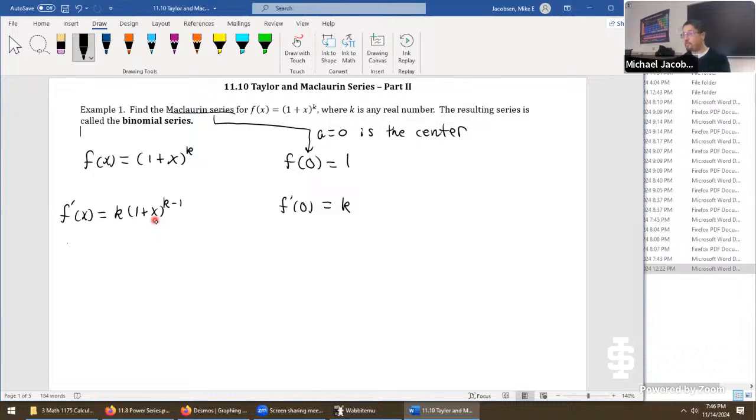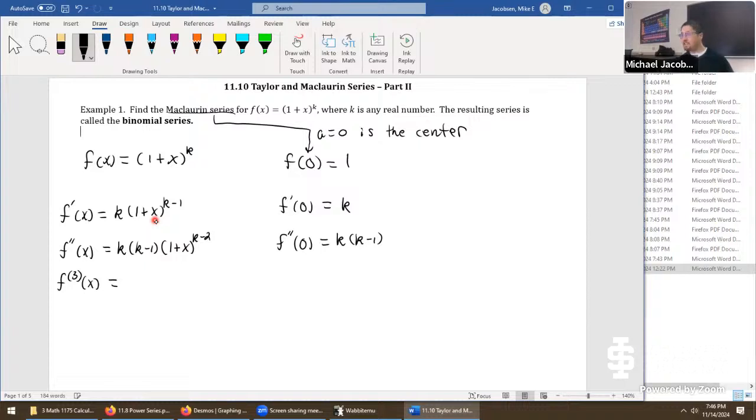And then higher order derivatives start to give us a pretty nice pattern. We'll get k times (k minus 1) times (1 plus x) to the power k minus 2. So over here, the second derivative at 0 is now k times (k minus 1). At this point, we probably do see the pattern, but let's do maybe the third order derivative just to be sure we're looking at the right thing.